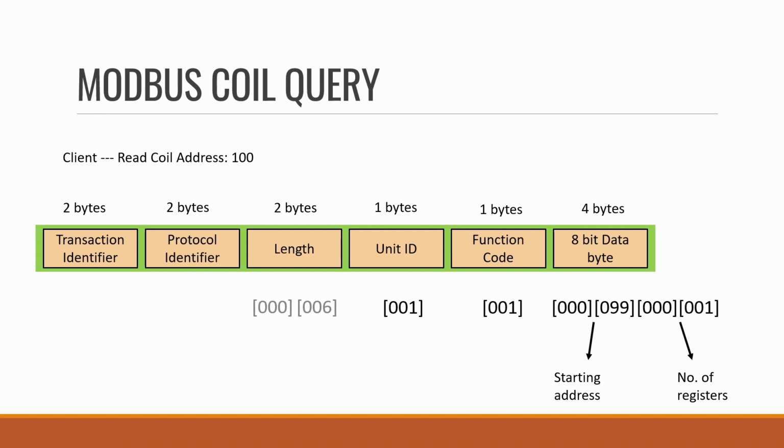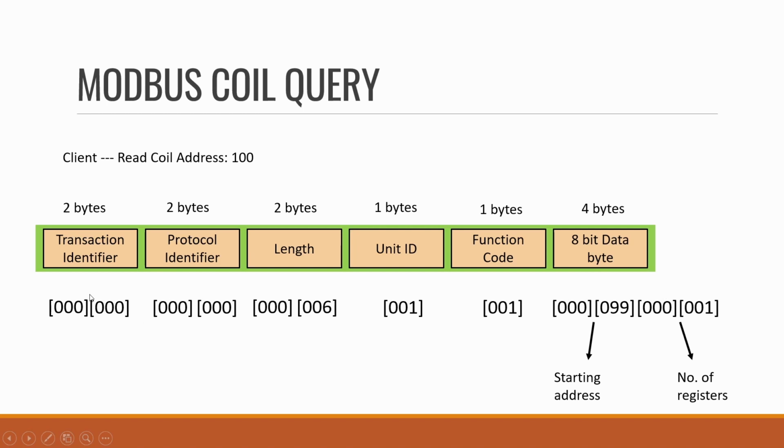And here you have the length. The length is 2 bytes and represents the length of the remaining frame. What is the length of the remaining frame? 4 plus 1 plus 1, 6. So this is 0 and 6. The protocol identifier is 2 bytes, and as mentioned in the previous video, this is reserved for future purpose. This becomes 0 and 0. The transaction identifier, again 2 bytes, is already explained in the previous video. This increments from 0 to maximum and resets and so on.